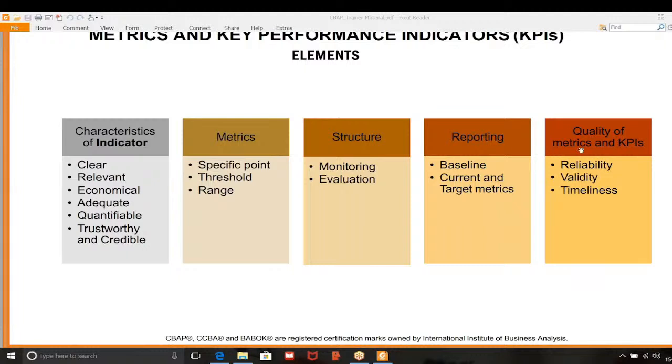You should understand the quality of metrics and KPIs. You should understand that they are reliable, and that they are valid. I mean, it's not that you're measuring something else, which doesn't make sense. So it should be quality metrics and quality KPIs, right?